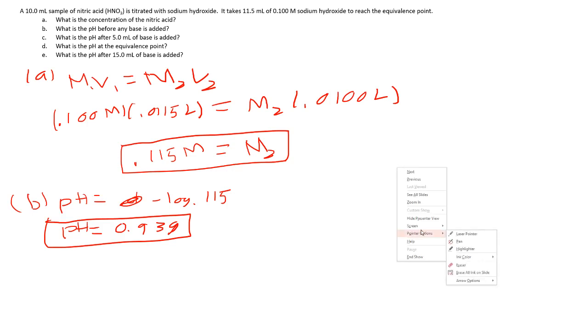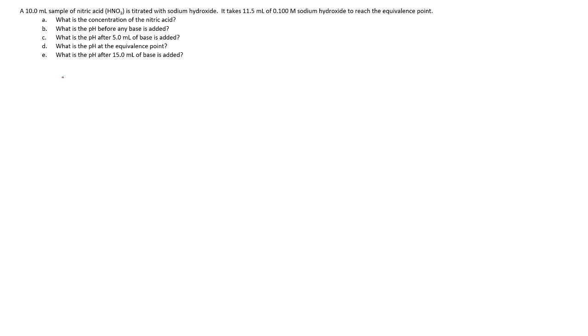You'll notice with both of these that one of the issues is identifying what you have to do. This portion of the problem wasn't too long, but you had to know, okay, I just take the negative log of the concentration of the starting acid, and then to use M1V1 equals M2V2, or some other way of calculating the molarity at the equivalence point. So now, let's look at question C. For C, we want to know what is the pH after 5 milliliters is added.